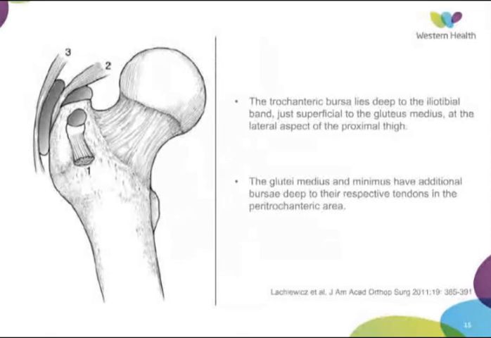There are different bursae in the area as well. The trochanteric bursa, the one that's normally discussed, is just underneath the iliotibial band, superficial to the gluteus medius. Each of those muscles, gluteus medius and minimus, also has a bursa deep to its tendon. Both medius and minimus have this, as you can see in the picture.